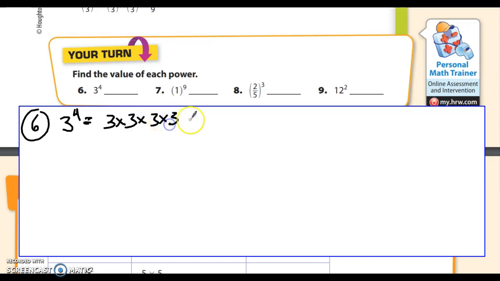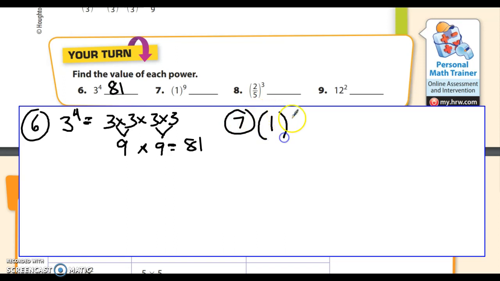This doesn't look like it's going to be a big number, but it's going to be bigger than you think. So 3 times 3 is 9. And then I like to do it this way. This 3 times 3 is 9, and 9 times 9 is 81. That's the value, 3 to the 4th power. The value is 81.